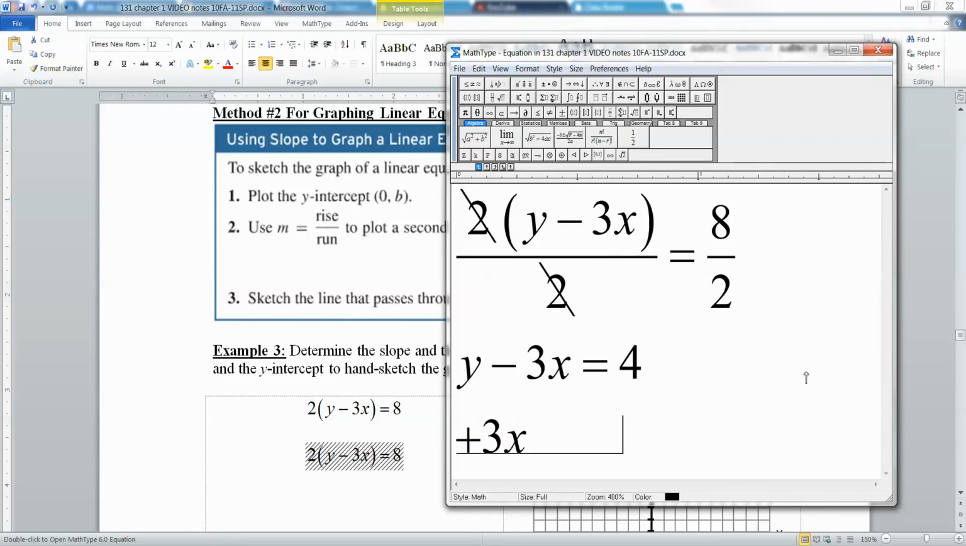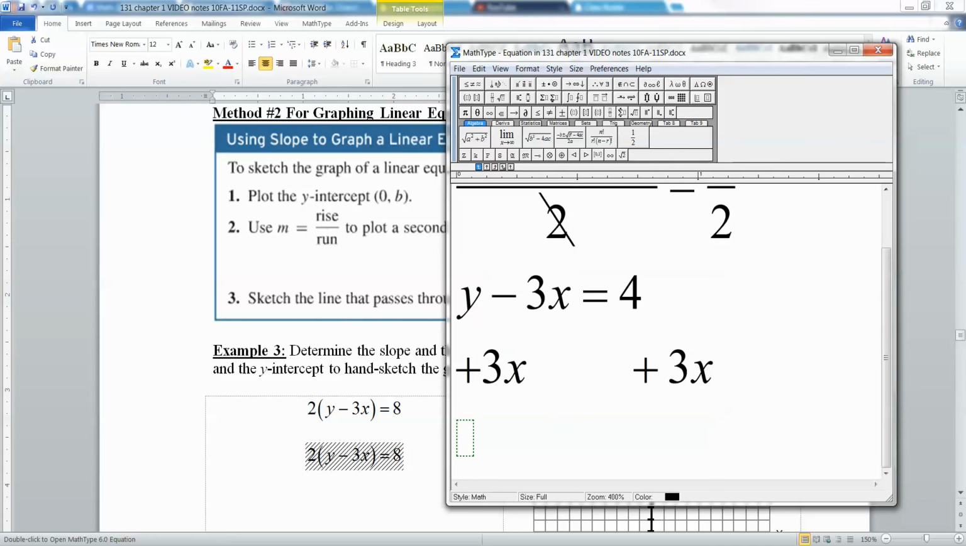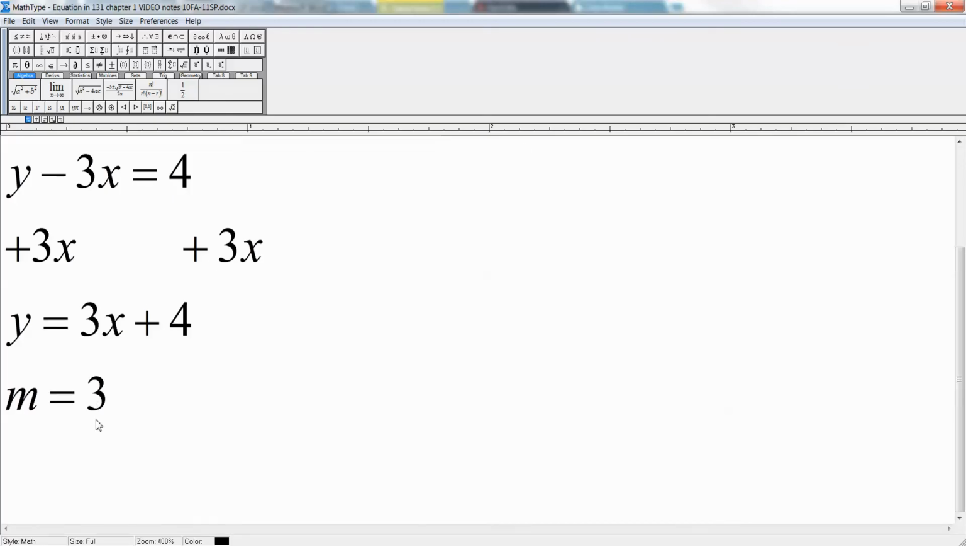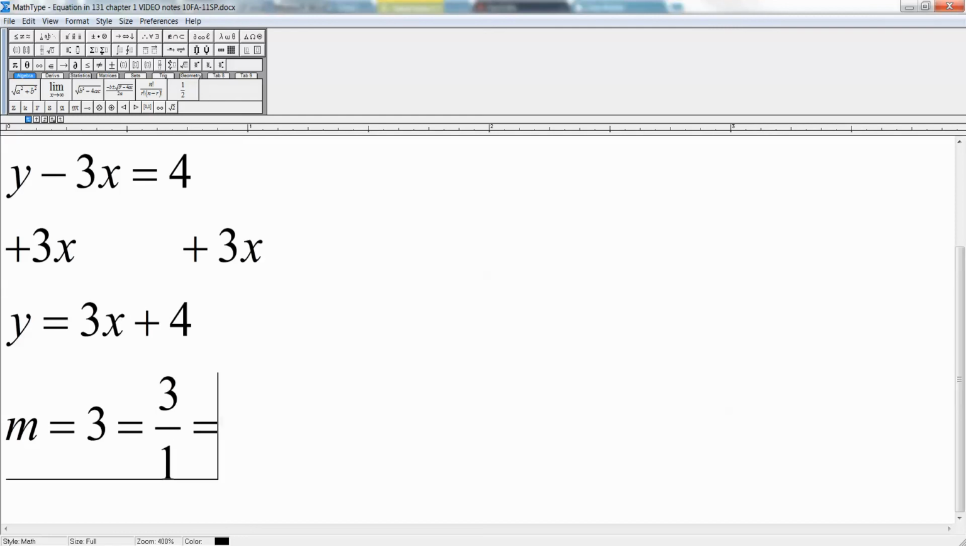Oops, went a little too far there. Okay, that means y equals 3x plus 4. Now, our reason for doing this was in figuring out m. M is 3, right? The number that's multiplied by your x, that's 3. And for our purposes, we're going to write it 3 over 1. And I want to remind you that that is vertical over horizontal.